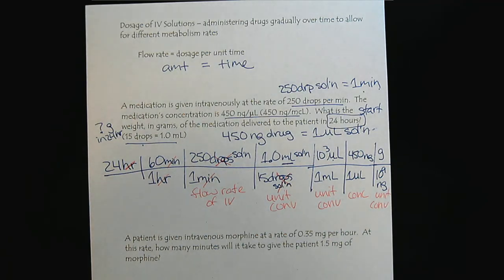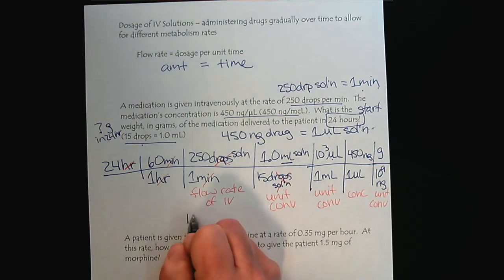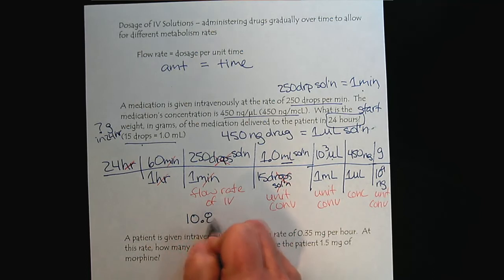And it's important for you to plug these into your calculator as well, especially when we have these exponential terms, because I want to make sure that you're not getting any calculation errors, because people die when there are calculation errors made, and we don't want that happening. All right, so the calculator tells us that that would be 10.8 grams in a day.